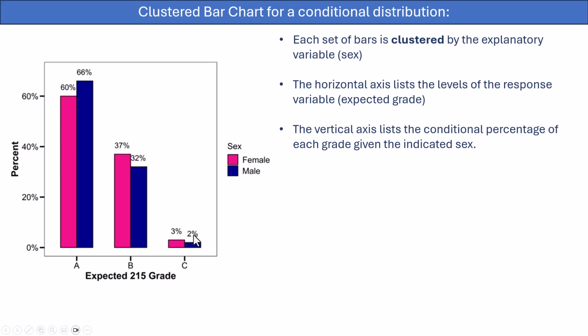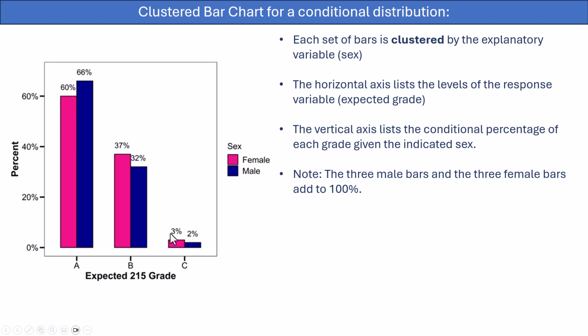So given or conditioned on you being a female, for example, there is a 37% chance that an individual expects to get a B in the class. Note that all the bars from one sex add up to 100%. So for males, 66 plus 32 plus 2 adds up to 100%, or for females, 60 plus 37 plus 3 adds up to 100%.